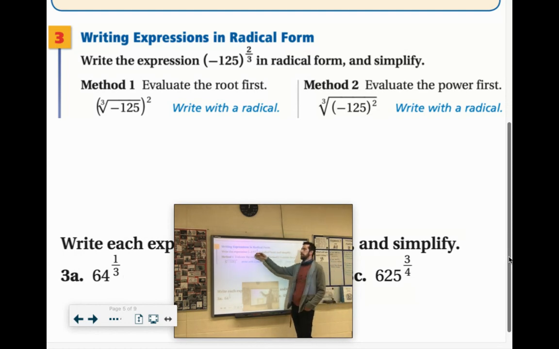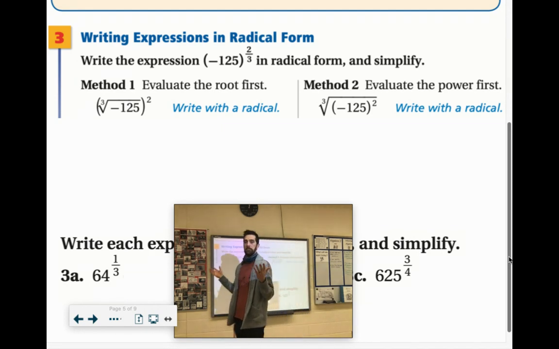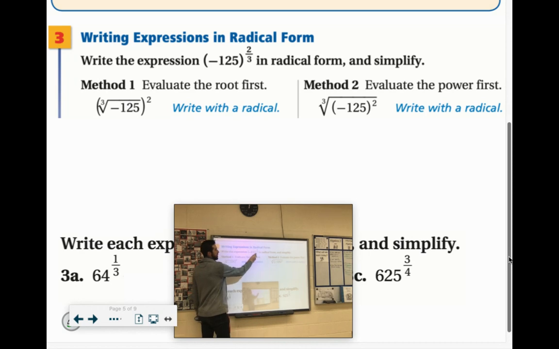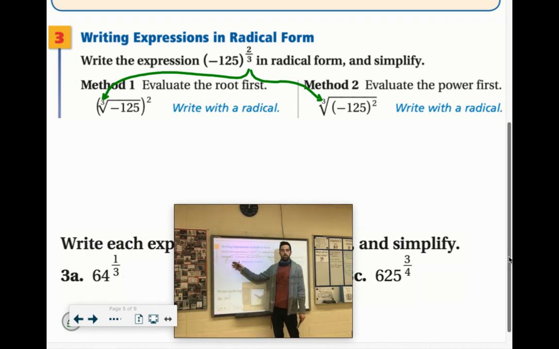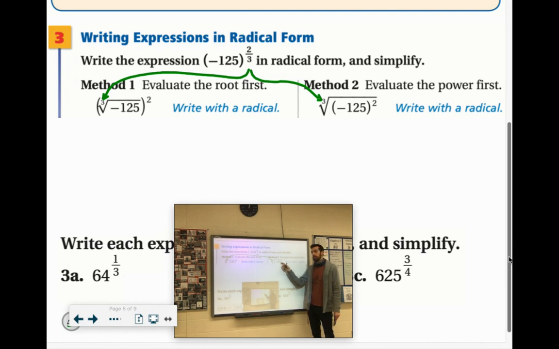Write the expression negative 125 to the 2/3 power in radical form and simplify. So you can see two different methods of doing this. Method 1 is what I will do almost every time. Method 2 still works, but to me, it just uses too big of numbers and it's kind of a pain. So method 1, you kick the denominator, the 3, in the root, which is the same thing on both of them. The only difference is the numerator: you can cube root the negative 125 first and then square it, or you can square the negative 125 first and then cube root it. But again, that just gives you gigantic numbers.